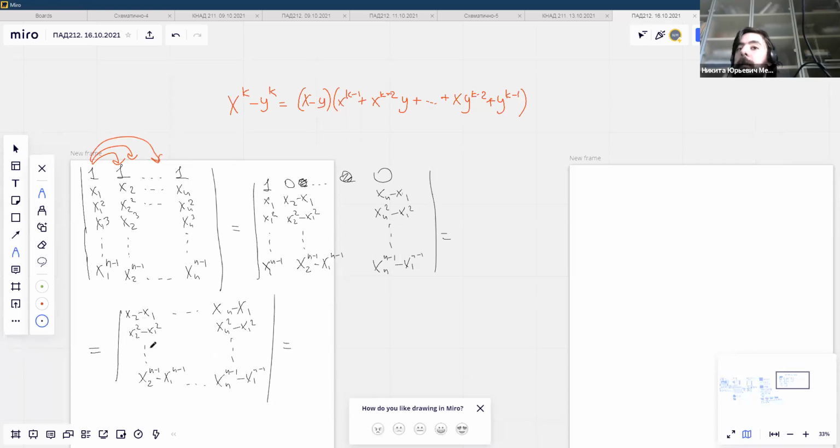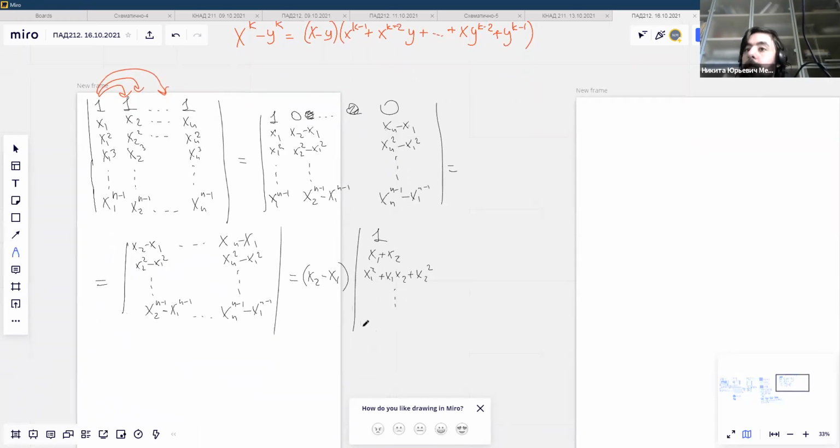Well, the idea is that this column, by this formula, everything in this column is divisible by x2 minus x1. So I can divide, and what I get is as follows. So after this, I may do this. So I can do this with one column. I can do the same with the second column, third column, with all columns.